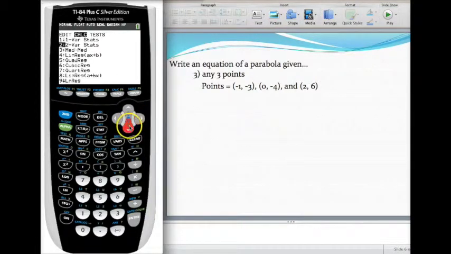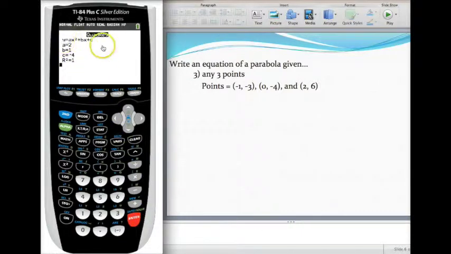What we've done in the past is option 4, linear regression, because we were finding the line of best fit. But for today we want to find a parabola, so do a quadratic regression, option number 5. So press enter. You may see this screen depending on your calculator. If you do, just keep pressing enter down to calculate. Otherwise, press enter just to get it to run.